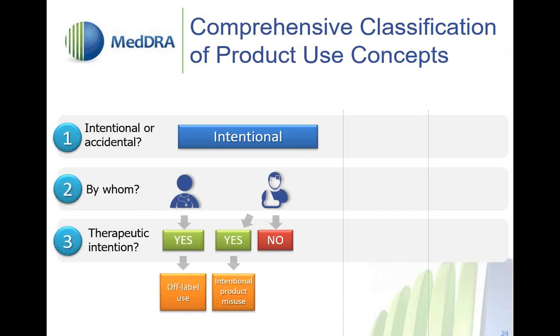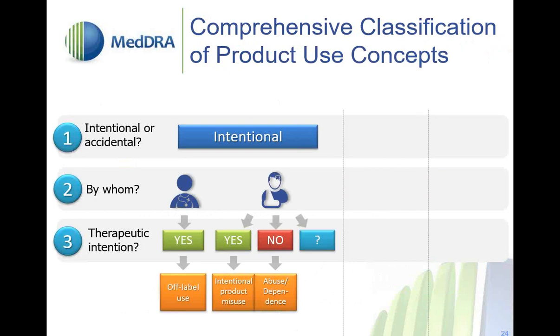However, if the therapeutic intent was not there, meaning let's say the patient intentionally took his sleeping pills not to help him sleep, but instead because he liked the associated high he got with them. So that's not therapeutic intent, right, for what the medication was to be used for. In that case, it becomes some type of abuse or dependence term.